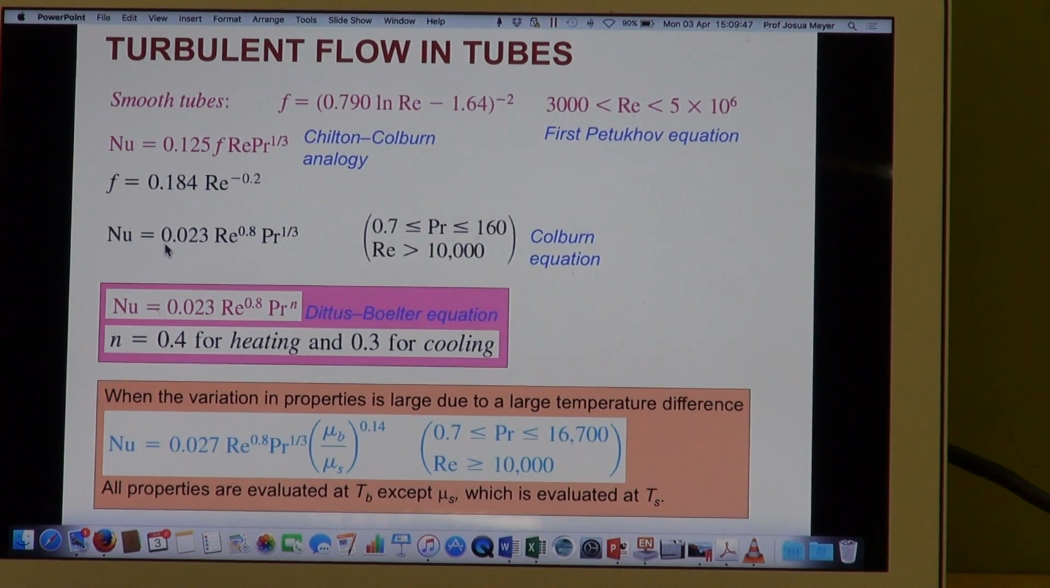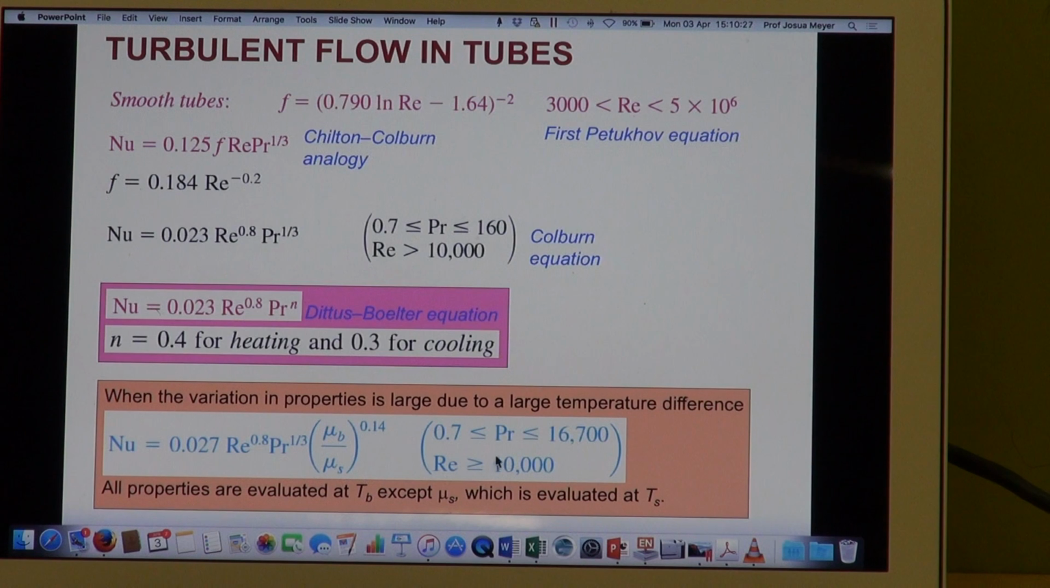Then there's an equation which is known as the Colburn equation. The Colburn equation is the Nusselt number is equal to 0.023, Reynolds to the 0.8, Prandtl to the third. And it's valid between those boundaries. After that follows what is called the Dittus-Boelter equation: 0.023, Reynolds to the 0.8, Prandtl to the n. So very similar to that one, where n is 0.4 for heating and 0.3 for cooling.